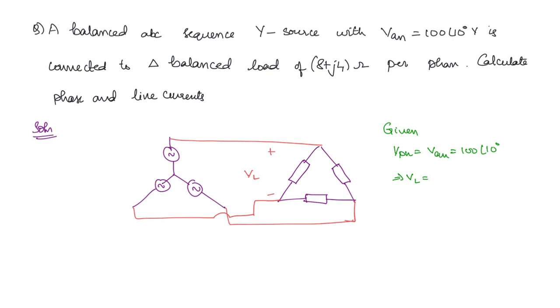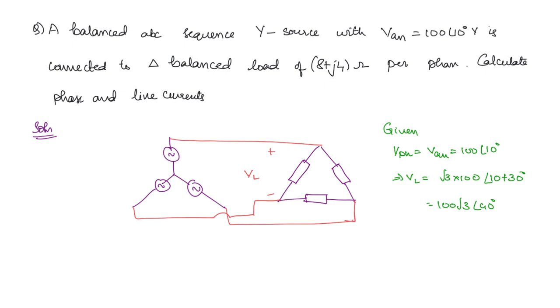VL will be root 3 times 100 as the magnitude. And what will be the phase relationship? In a star configuration, the line voltage leads the phase voltage by 30 degrees. So here you are going to get 10 plus 30 degrees. So you are going to get 100 root 3 angle 40 degrees. So this is the voltage available across the load.